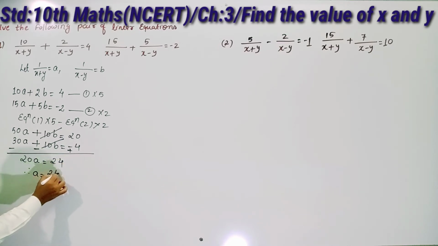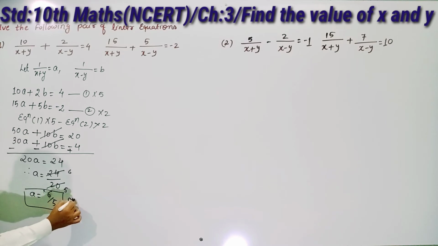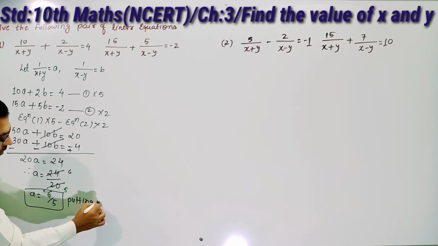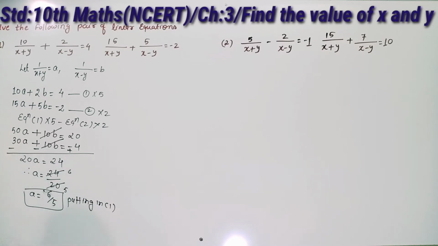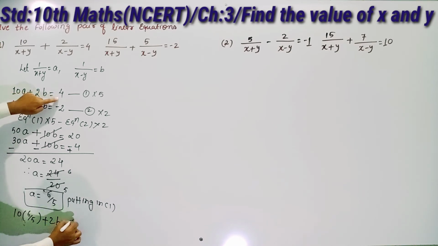Okay, so what about a? a will be 24 by 20, cancelling by 4, 5 fours are 20 and 6, so the value of a is 6 by 5. Now students, you will have to put this in equation 1. So in 1 you can see 10a plus 2b. The value of a is 6 by 5, plus 2b is equal to 4.